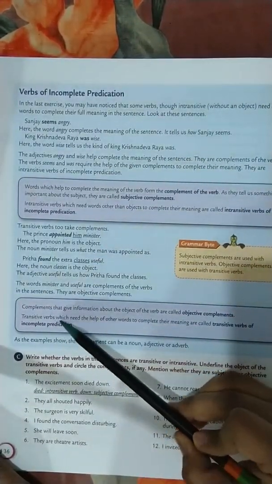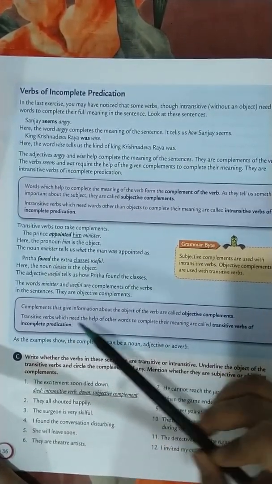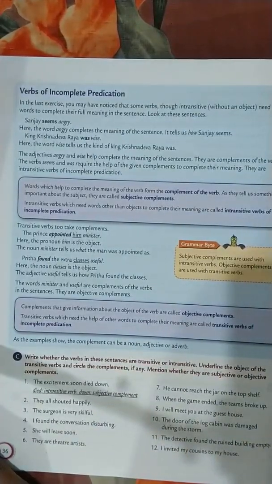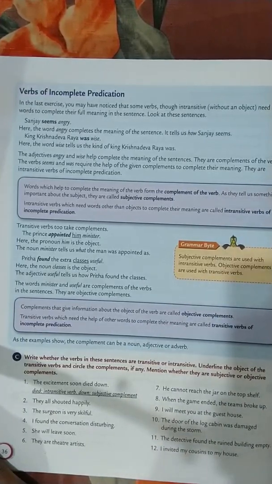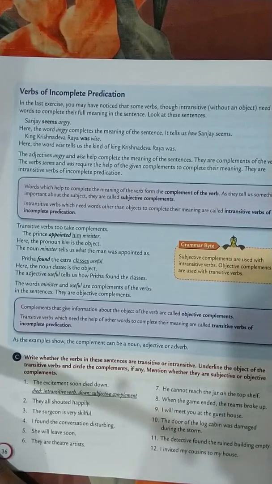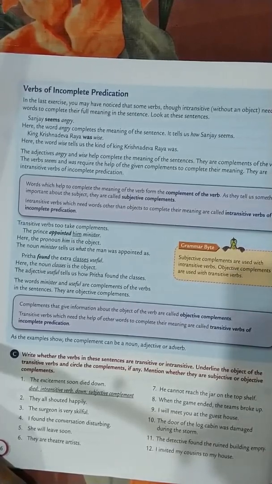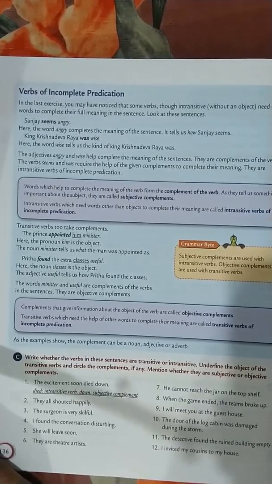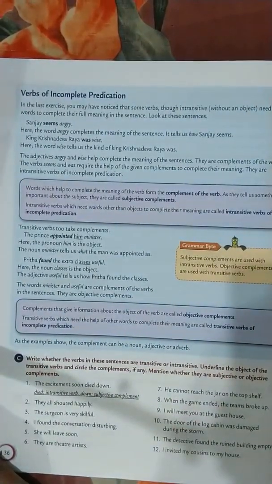Now, transitive verbs which need the help of other words to complete their meaning, to complete their sense, will be called transitive verbs of incomplete predication.